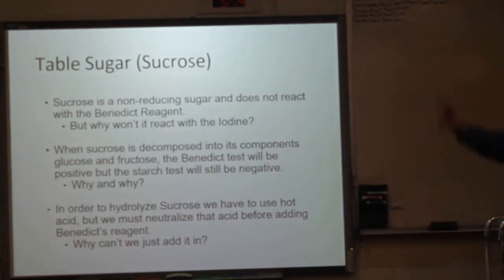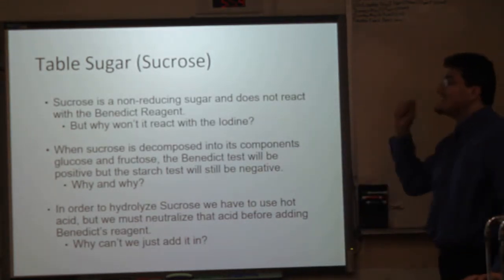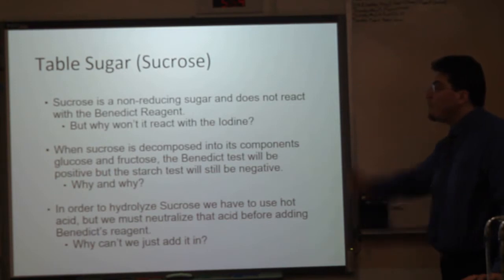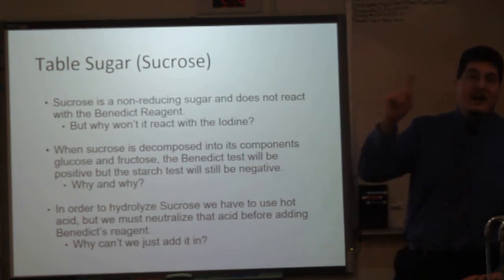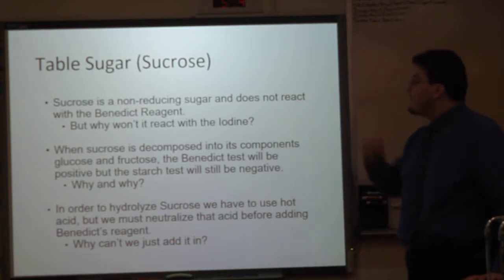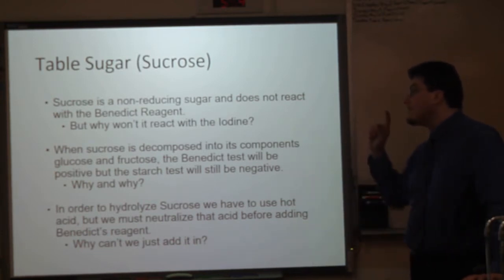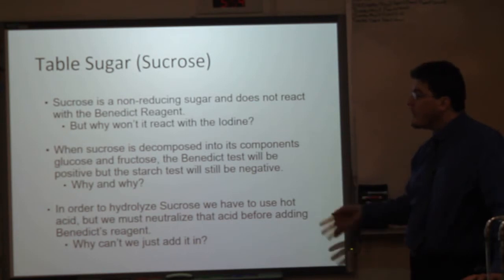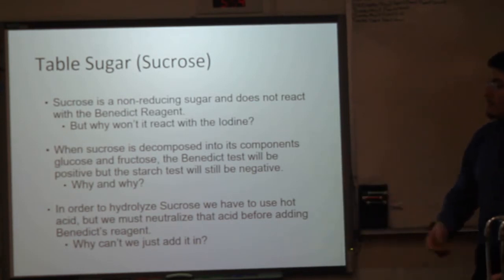Sucrose. Sucrose is a non-reducing sugar. It does not react with Benedict's reagent. It will not react with iodine because it is not a complex sugar. It is a disaccharide. When sucrose is decomposed to its components of glucose and fructose, the Benedict's test will be positive, but the starch test will still be negative.